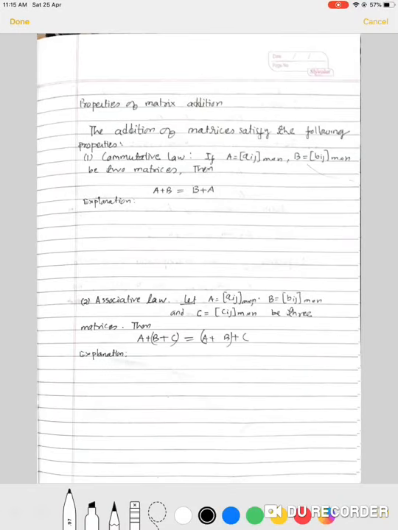Now we are going to discuss the properties of matrix addition. The addition of matrices satisfies the following properties.